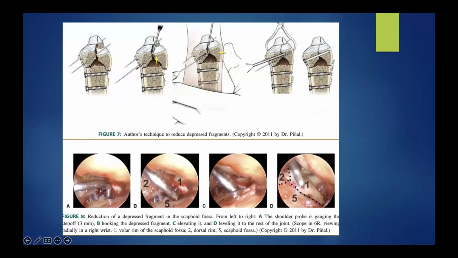So this is the illustration depicting the same. Initially the depressed fragment gets reduced back using a hooked probe and then gets fixed using locking screws. So these are again the arthroscopy images of the same. That is the hook probe being dipped under and hooked onto the depressed fragment and then fixed, showing a good cortical congruity.